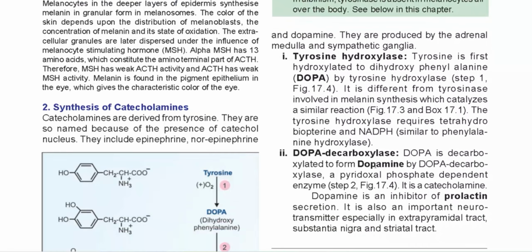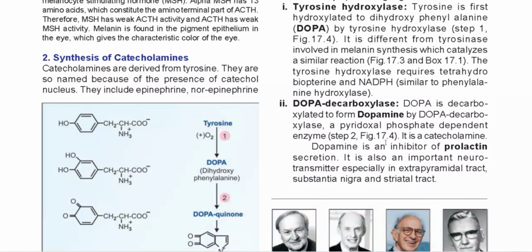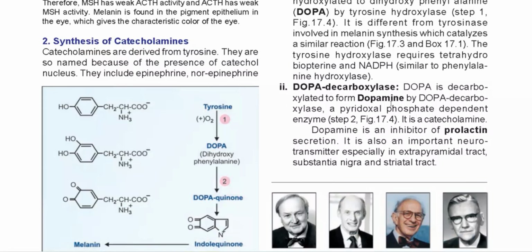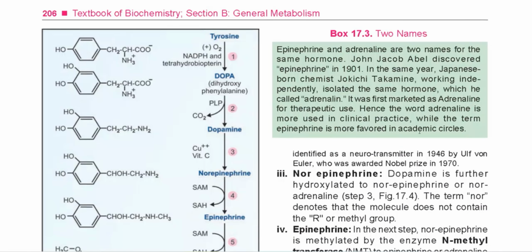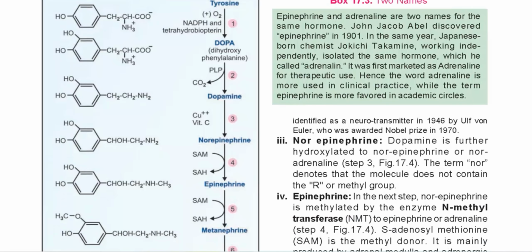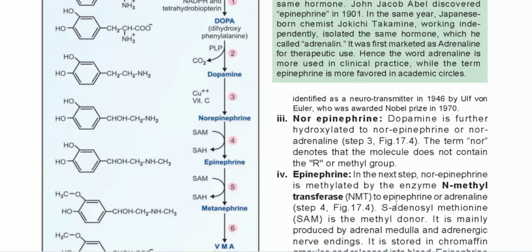Now, in the second step, with the help of the dopa decarboxylase enzyme, dopa is decarboxylated to form dopamine, and pyridoxal phosphate acts as a cofactor. Dopamine is an inhibitor of prolactin secretion. And now in step number 3, what happens? Norepinephrine is formed from dopamine with the copper containing enzyme plus vitamin C. Then norepinephrine, with the help of the N-methyl transferase enzyme, NMT, is converted to epinephrine or adrenaline.